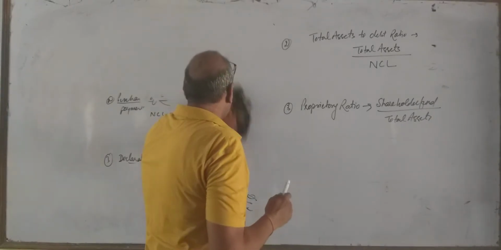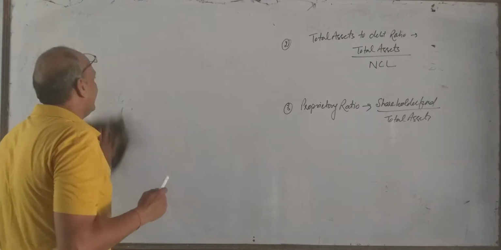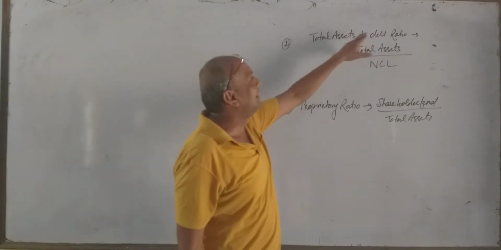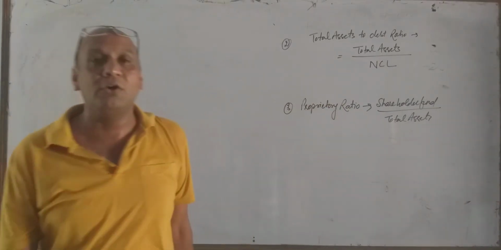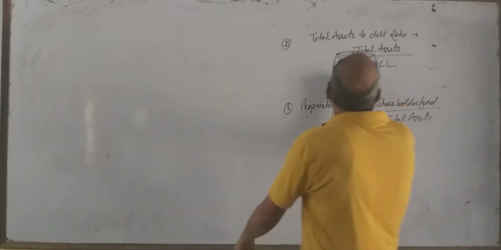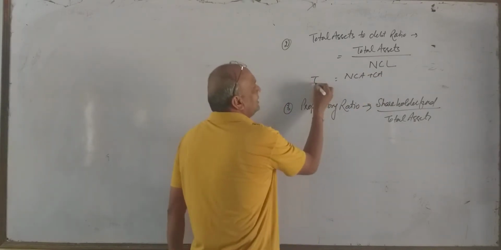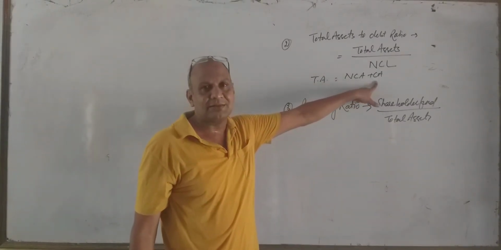Now in this solvency ratio, let us take another ratio. The name of the other ratio is total assets to debt ratio. The total assets to debt formula is very easy: total assets upon non-current liabilities. Total assets means what, my dear? Total assets means NCA, non-current assets plus current assets. Total assets is equal to non-current assets, meaning fixed assets, and current assets.